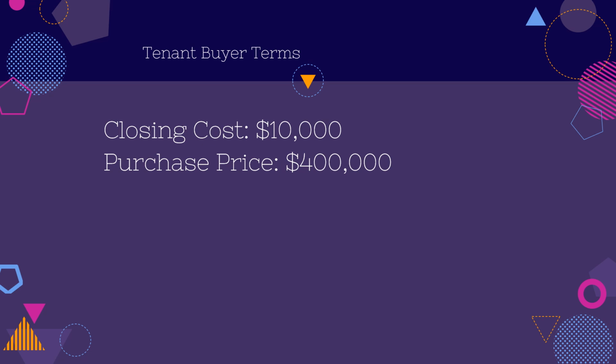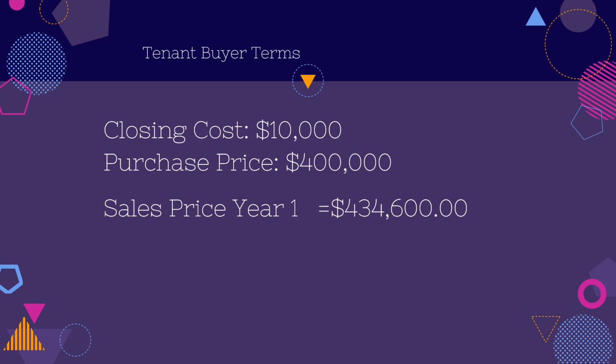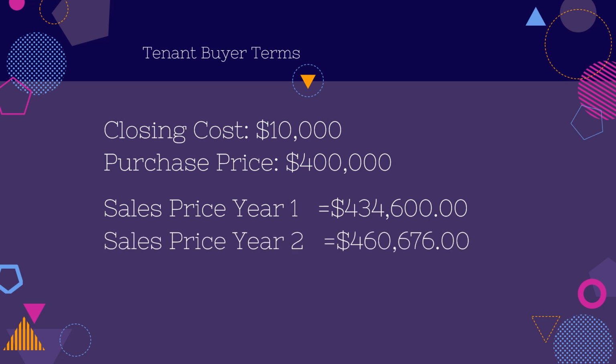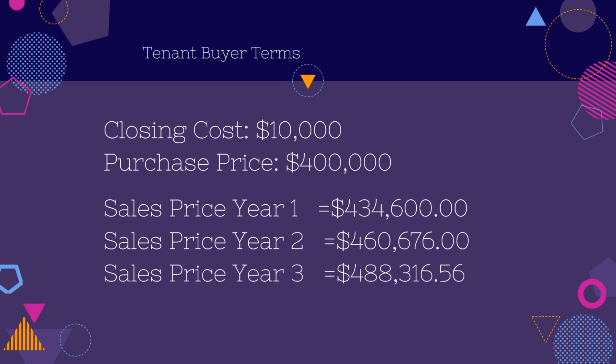In the ALP system, during this period, we take the appreciation as 6%. So for the first year, it's going to be $434,600. The second year purchase price is going to be $460,676, and the third year price is $488,316.56. The reason we are using 6% is that for the last few years, the market has been appreciating around 10 to 11%, and normally the rate was around 5% appreciation, but lately we have raised it to 6%.